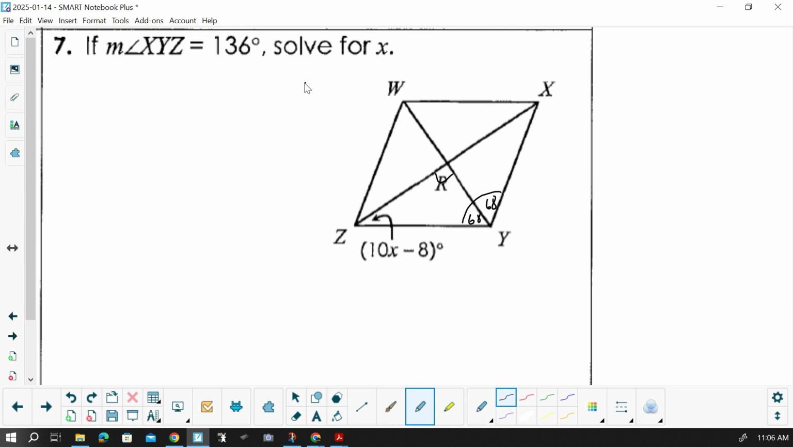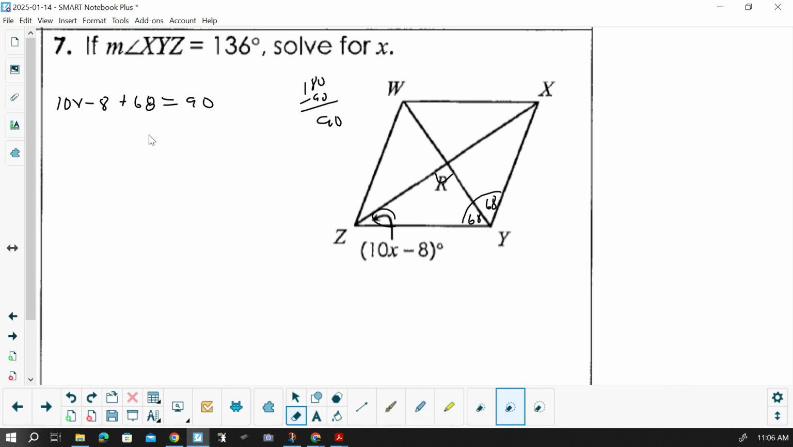So I could do 180 minus the 90, which is 90. It means 68 plus this one equals 90. So I could do it that way, 10x minus 8 plus that 68 equals 90, just like we've been doing. I could have also done 90 minus 68 and just figured out what this one actually is. That's another way I could have done it.